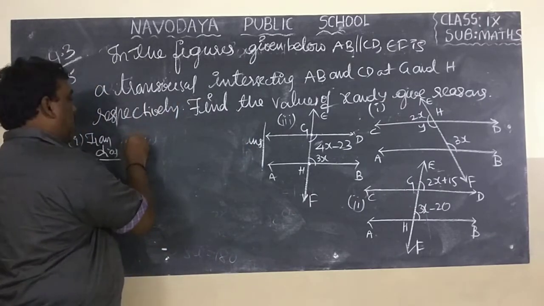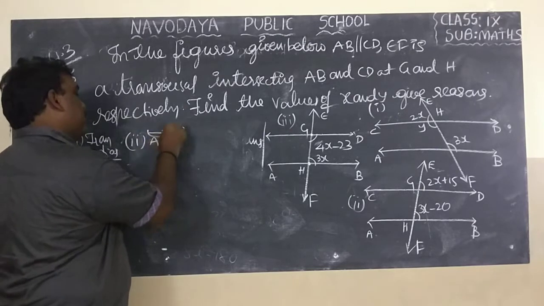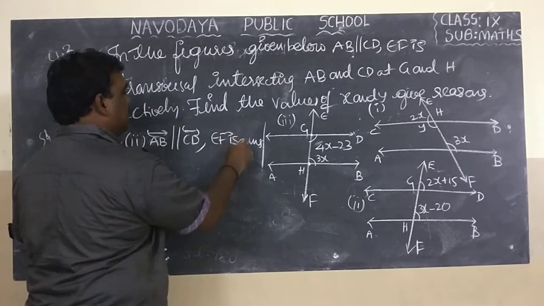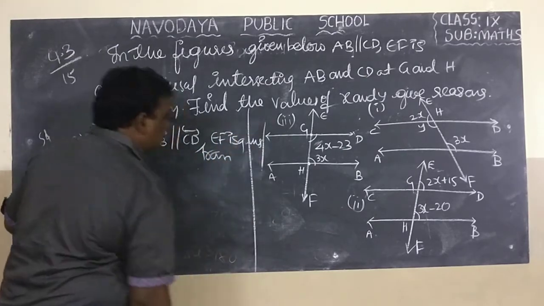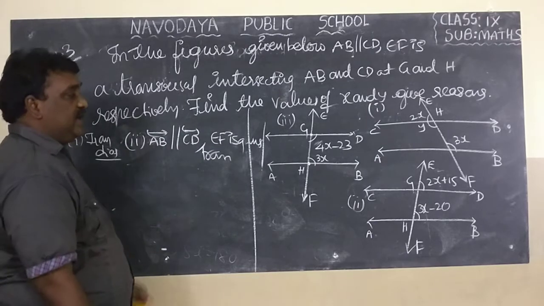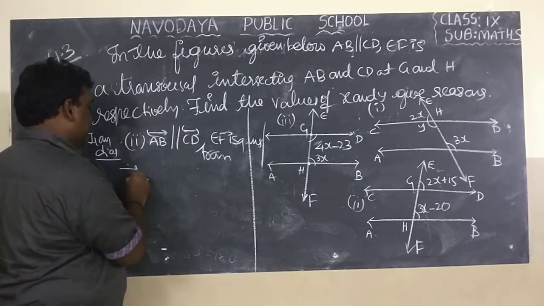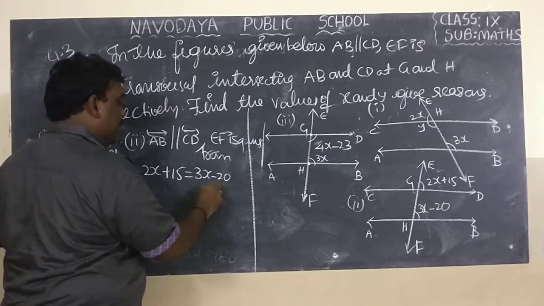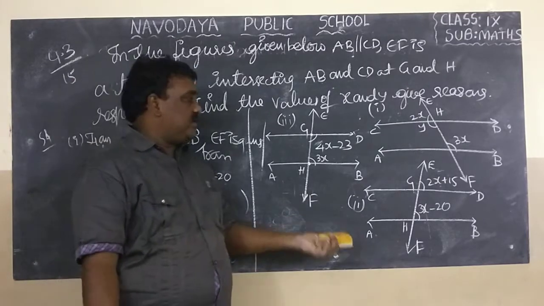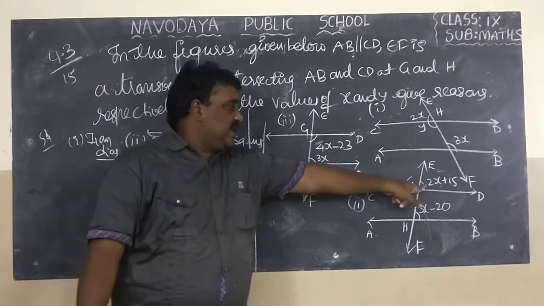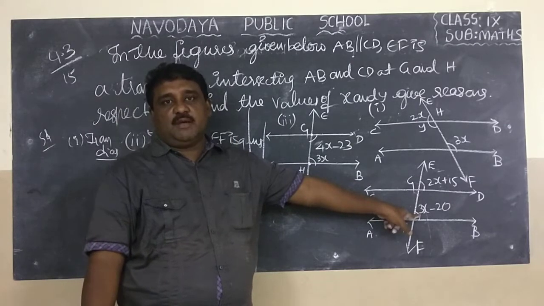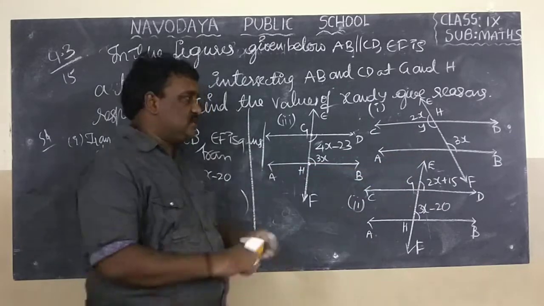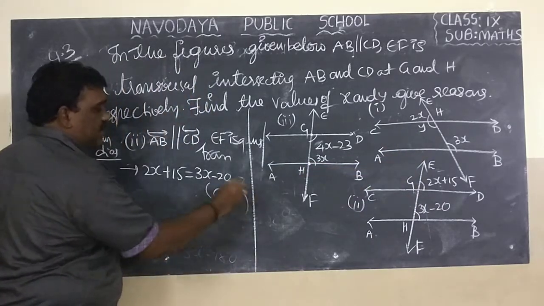Again write the pattern. AB parallel CD, comma EF is a transversal. Then what are the angles that are equal? 2x plus 15 equal to 3x minus 20. What is the reason why they are equal? First property: one angle is exterior, the other angle is interior. Number 2, they lie on the same side of the transversal. Number 3, they are not adjacent. Such types of angles are known as corresponding angles.